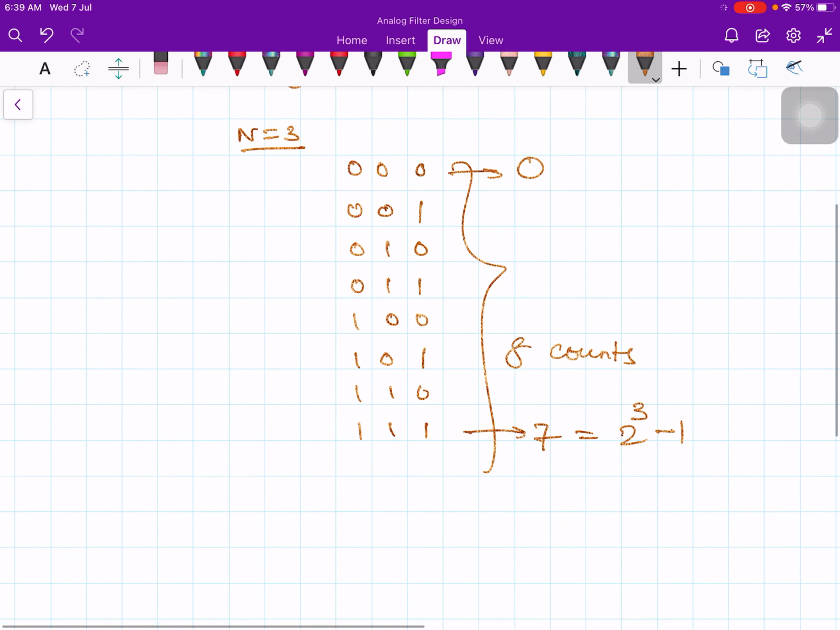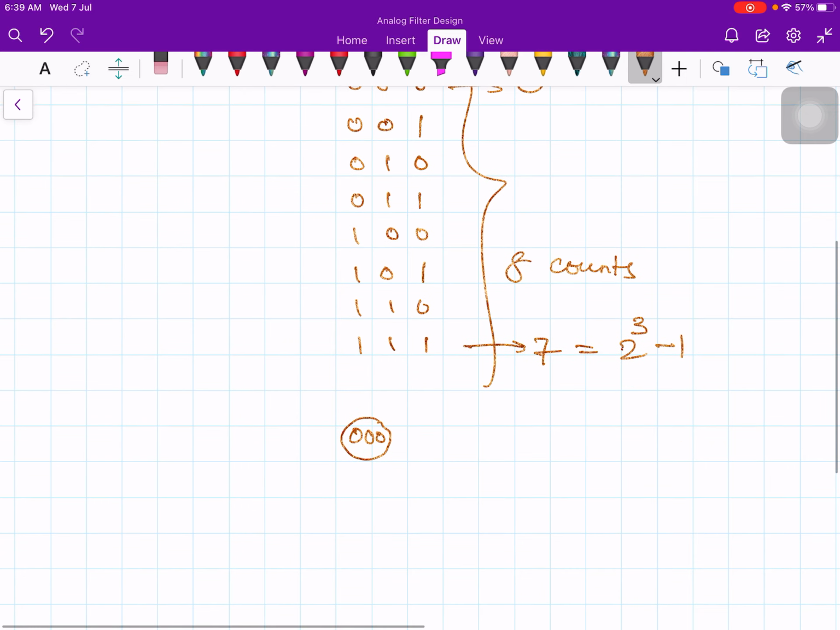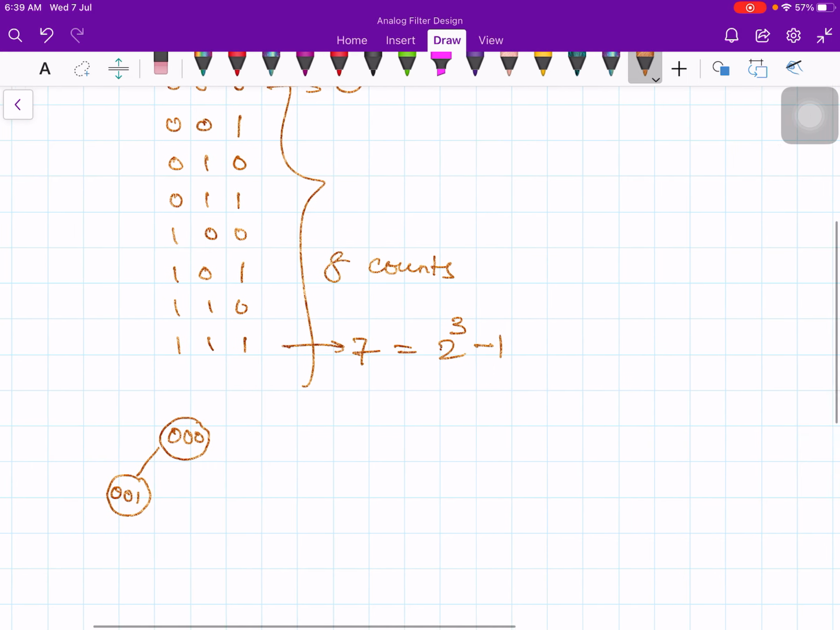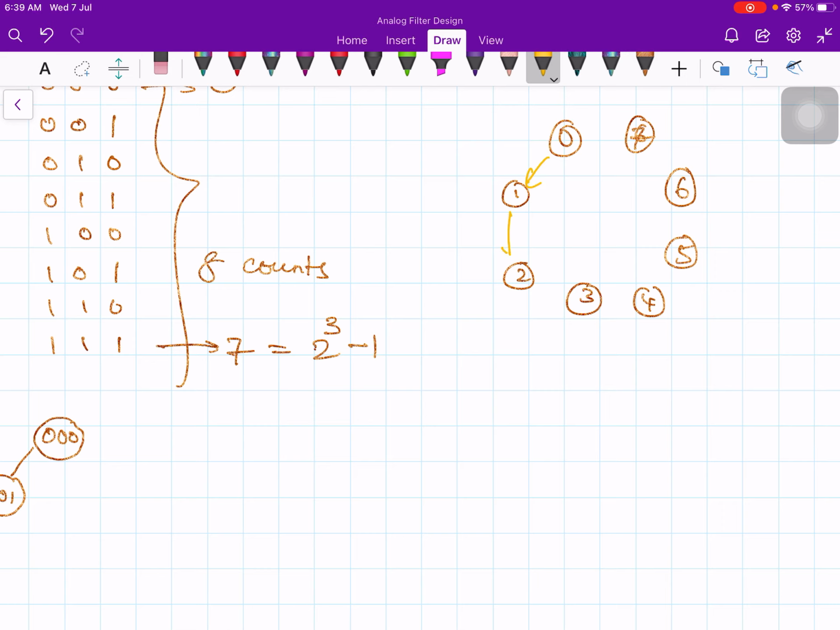Now let us draw the state diagram of a 3-bit binary counter. You start from 0 and then increment by 1, you go to 1, then 2, 3, 4, 5, 6, 7. You connect these lines. So this is the state diagram of a 3-bit binary counter. Once you reach 7, then you come back to 0.